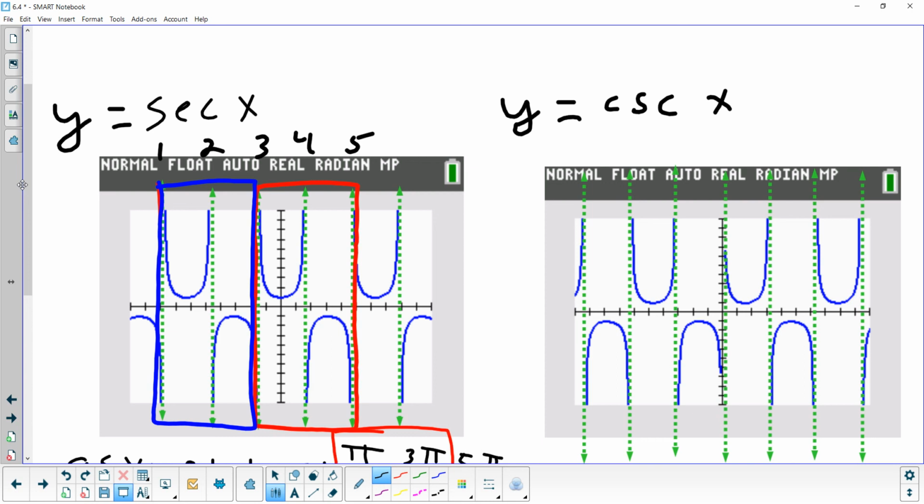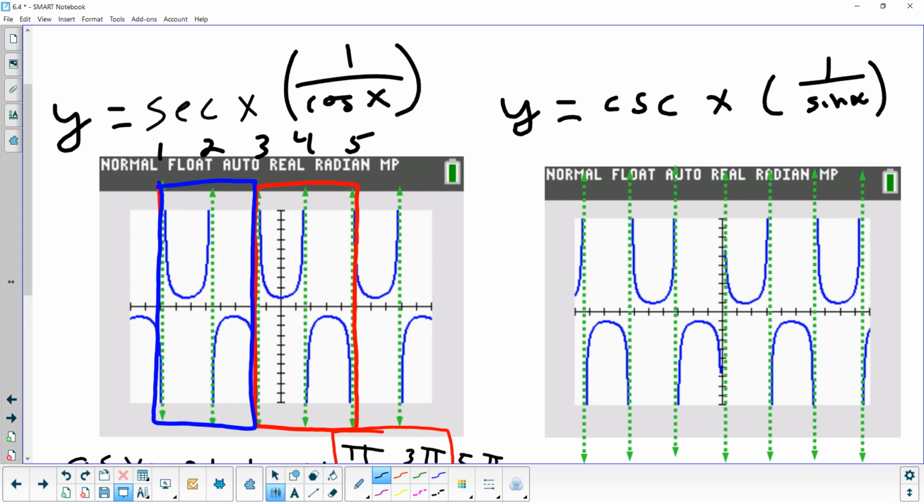I know it's 1 over sine. Anybody remember which one that one is? The 1 over sine? Yeah, that is one of them. Yep, 1 over sine is cosecant. That's the cosecant. And 1 over cosine, that's the secant.